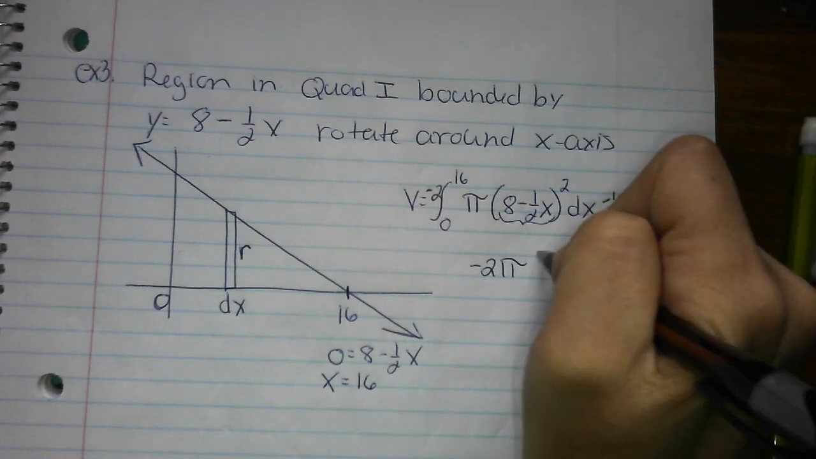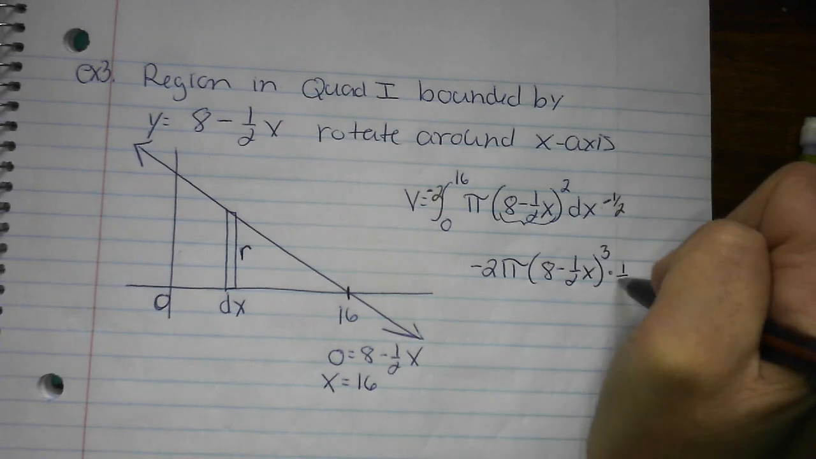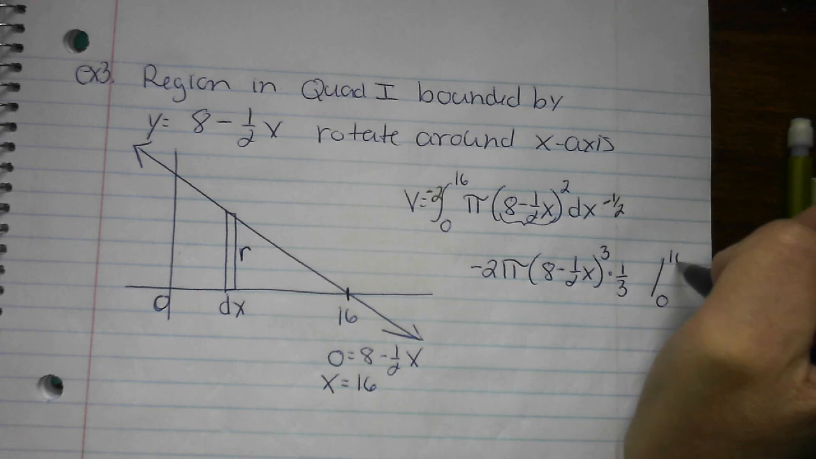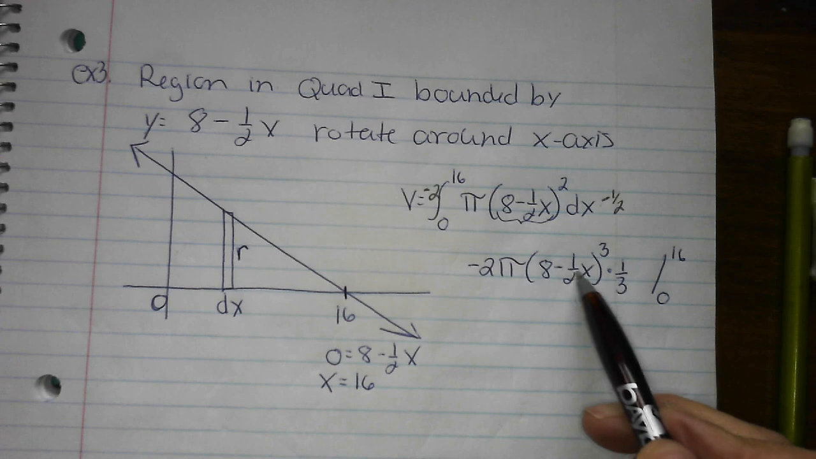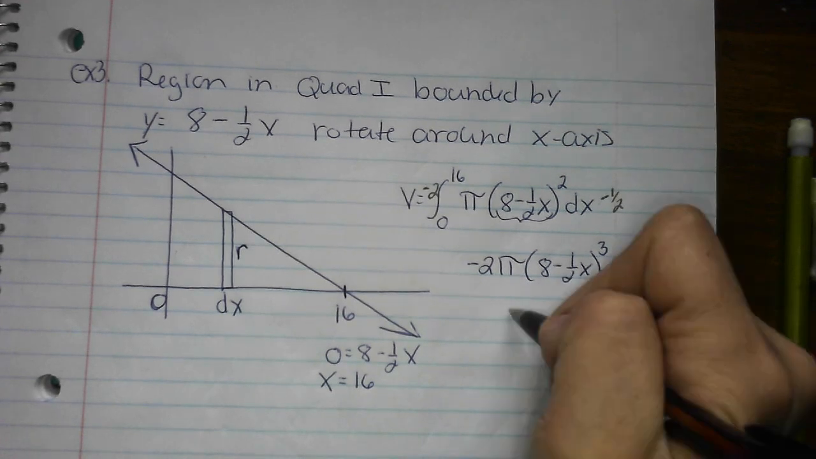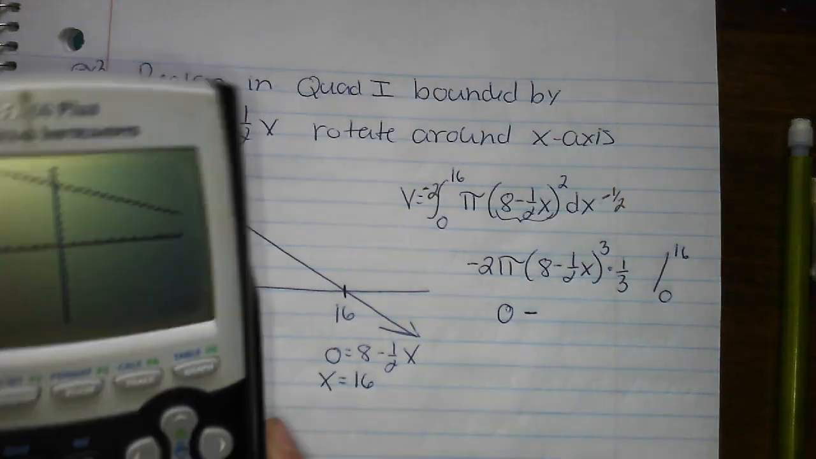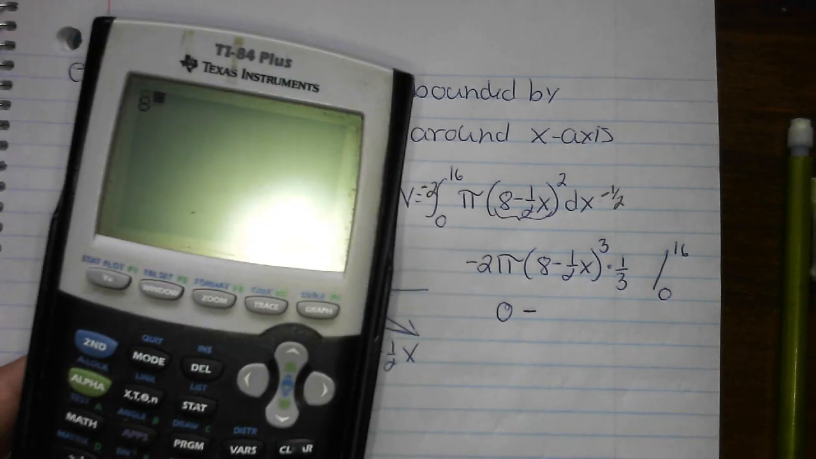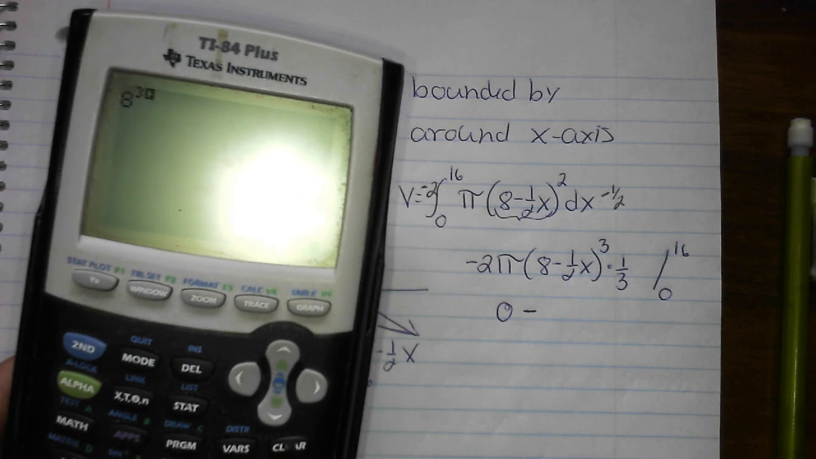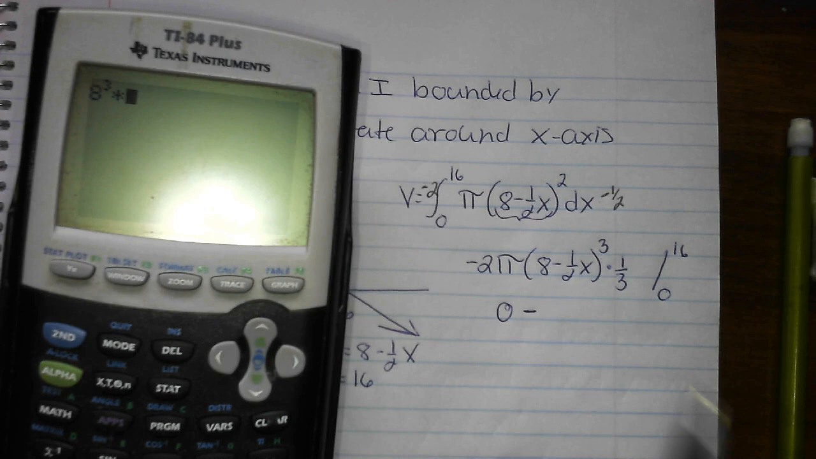So cubed, 1/3, we're going 0 to 16. So when I put the 16 in here, I can see that's going to be the 8. That's going to give me the 0. And now when I plug the 0 in, I'm going to get something. So that'll give me 8 cubed. 8 cubed times -2/3.